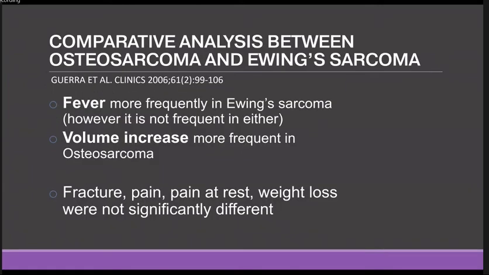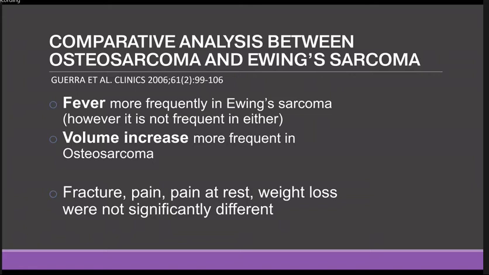Now, osteosarcoma and Ewing sarcoma can be difficult to distinguish radiographically because they have overlapping features. This journal article by Guerrera et al. attempts to identify features that could distinguish between osteosarcoma and Ewing sarcoma.